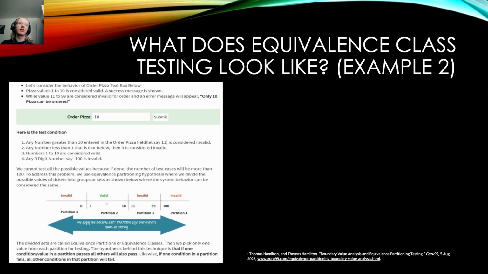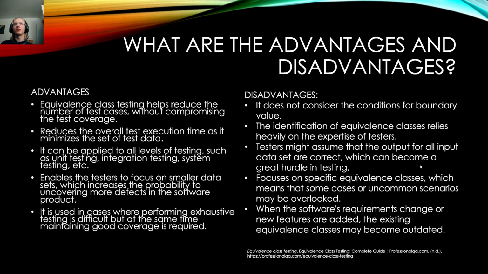So right here we have this thing about pizza. It doesn't matter what it's about, but 1 to 10 is valid. Anything above or below that is invalid. So the testing is going to be basically determining, did they order 1, 2, 3, 4, 5, 6, 7, 8, 9, or 10, or did they order something above or below that? So that's an example of equivalence class testing. That's also an example of the partitions and equivalent classes.